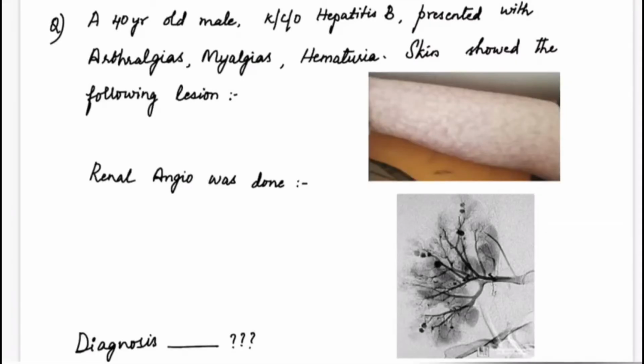A 40-year-old male, known case of hepatitis B, presented with arthralgias, myalgias and hematuria. Skin showed the following lesion. So you can see the picture and renal angiogram was done, and this is the picture which is given. Watch the video till the end. You can easily understand these pictures. Now, what is the diagnosis?